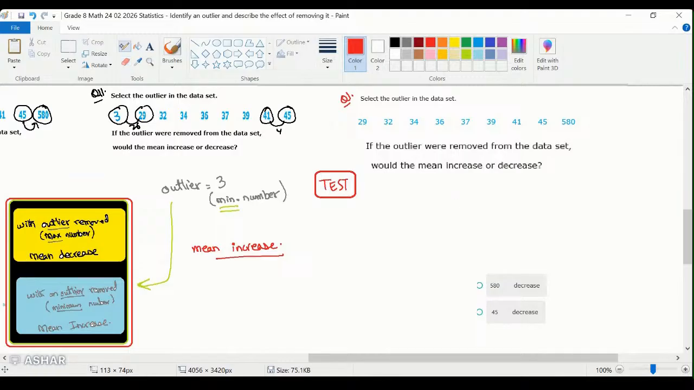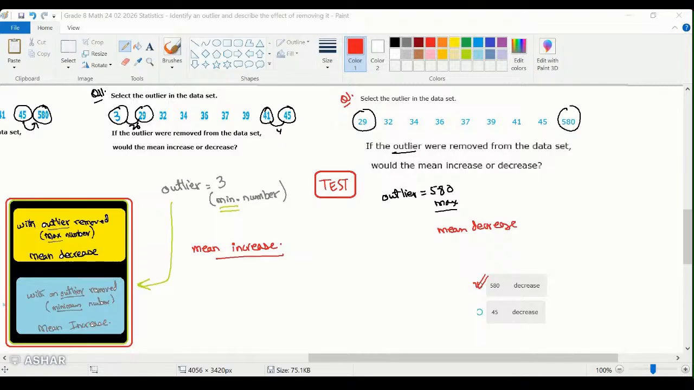So what happens over here is we look at them. We have two extremes over here, right? Let's see what the outlier is. Yes, perfect. Outlier was 580. If this is maximum, the mean will decrease. Okay, 580 and decrease. Perfect.